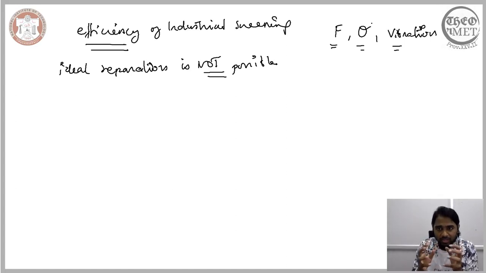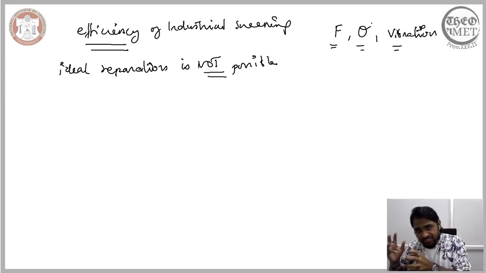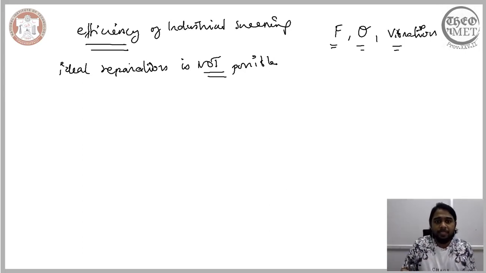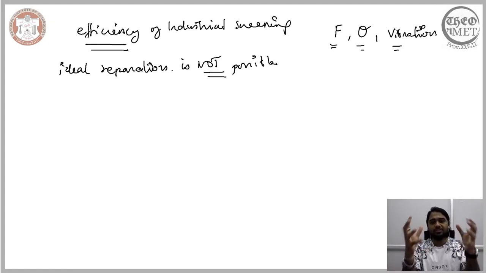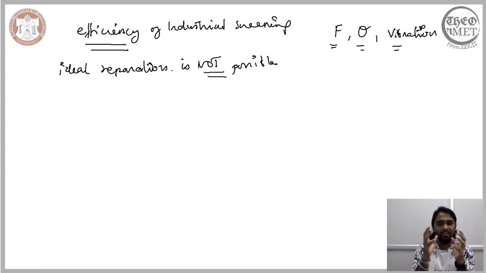So for a given setup with these three factors, you need to quantify the level of screening that is achieved. A way to quantify the level of screening that is achieved is what we refer to as the efficiency of industrial screening. So if you want to know the degree of screening achieved, you go about by calculating the efficiency of industrial screening.